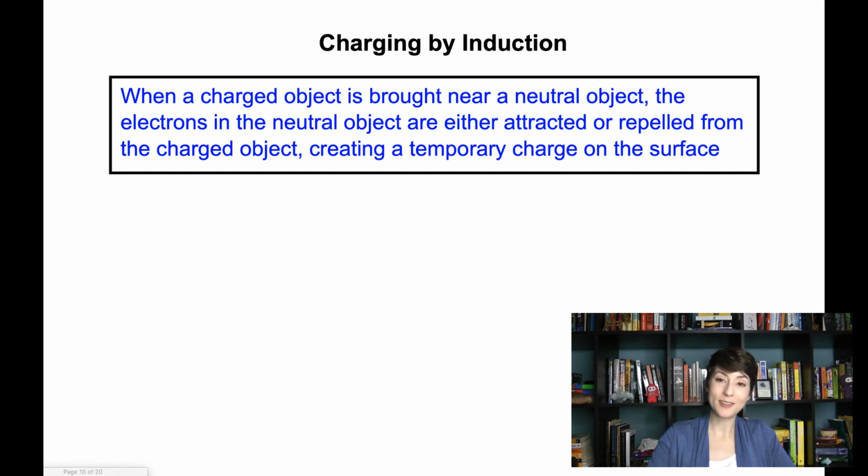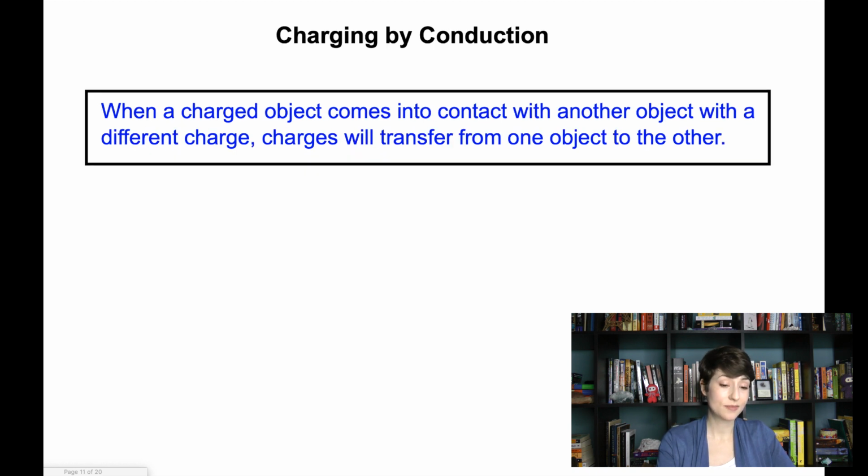If you want to temporarily charge an object, you can bring a charged object close to another one, usually a neutral object, and the charges in the neutral object will actually separate because of the charged object that's nearby, creating a temporary charge on the surface. Lastly, we have charging by conduction.